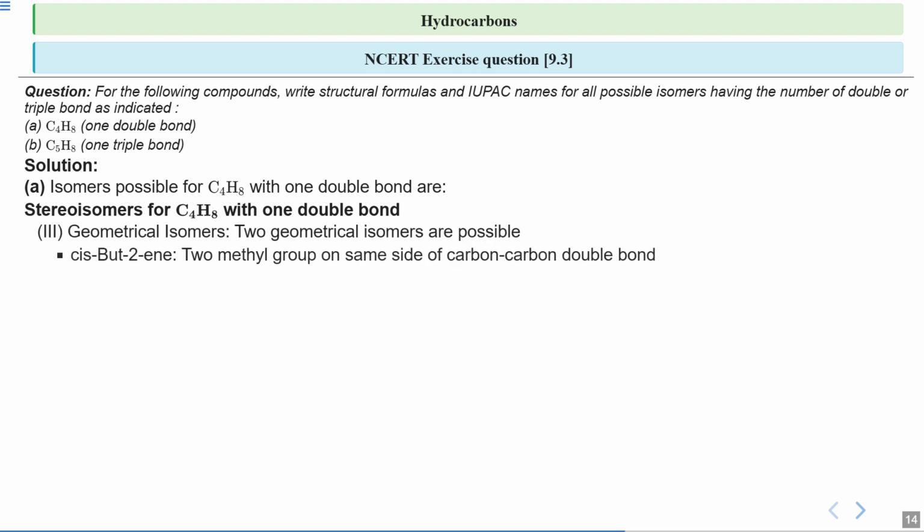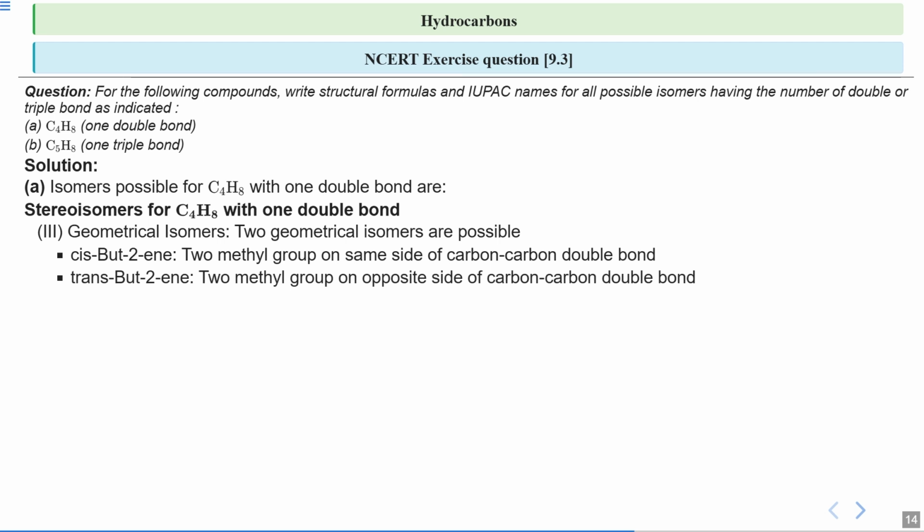Now what are those? The first is cis-but-2-ene. So your but-2-ene is capable of showing cis and trans configuration. The cis-but-2-ene contains 2 methyl groups on the same side of the carbon-carbon double bond, and trans-but-2-ene contains 2 methyl groups on opposite sides of the carbon-carbon double bond. So these are the next 2 possible isomers, or I would say specifically geometrical isomers for but-2-ene. Got it? Now moving on to the next compound.